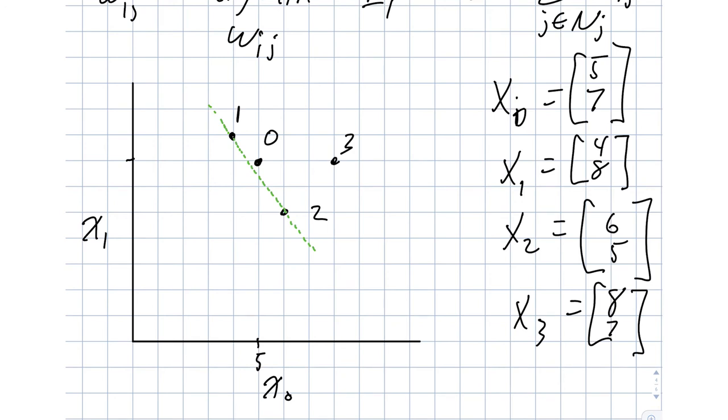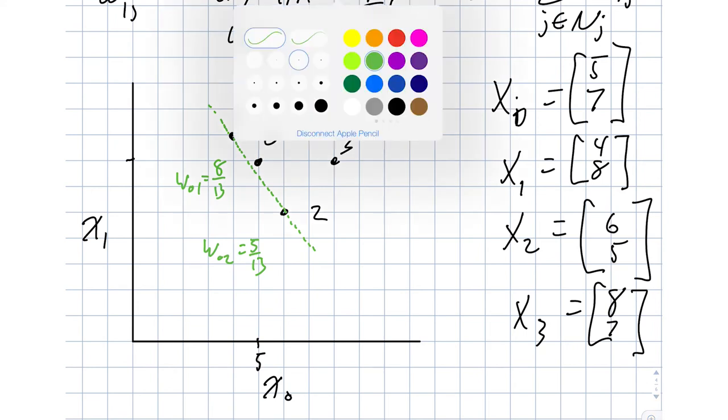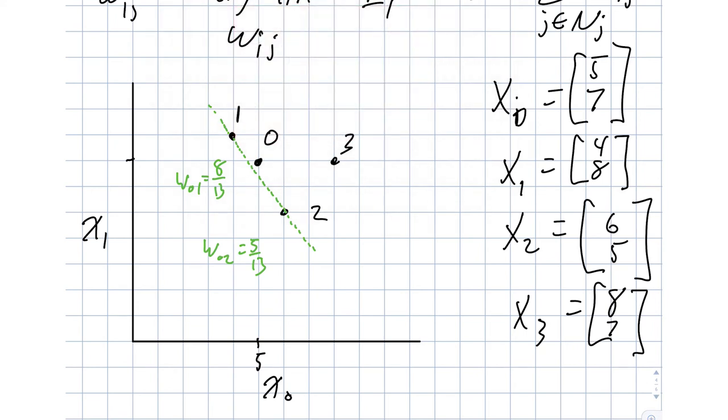But by setting our W01 to be equal to 8/13 and W02 to be 5/13, what we're expressing is that our zero sample here is closer to one than it is to two. And in fact, our estimate x0 hat has to fall along this line, and it is the point that is closest to the original point. So it gets projected onto this point here. So x0 hat is there, whereas this is x0.